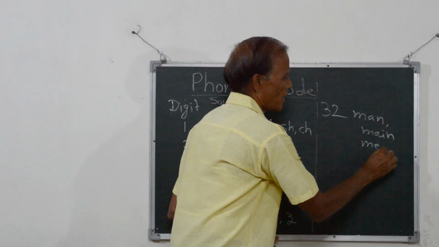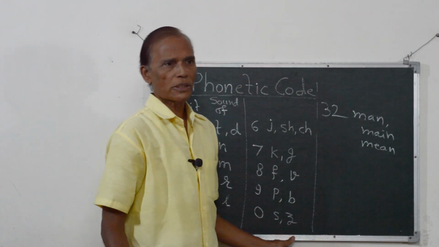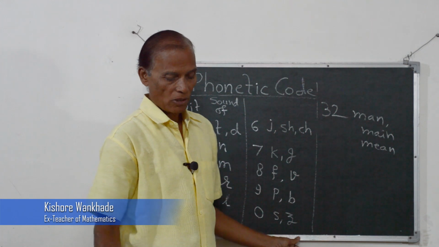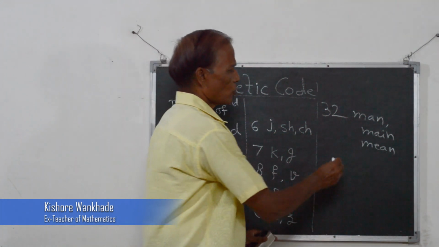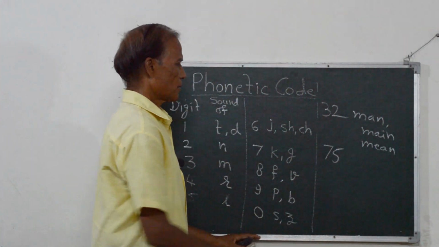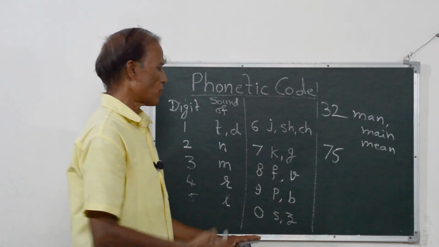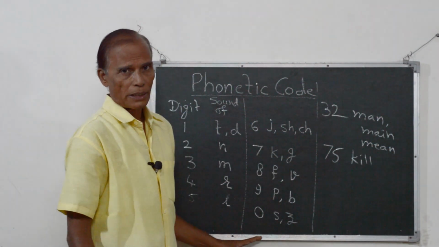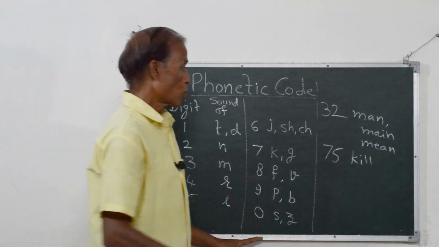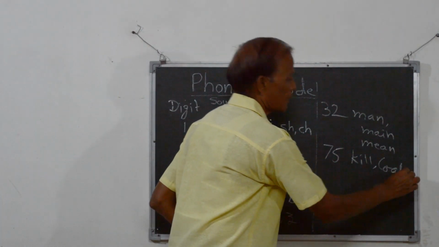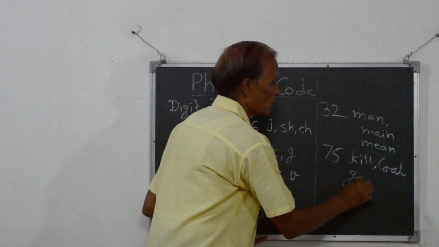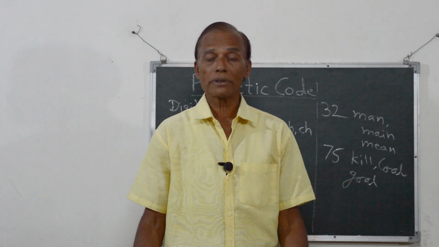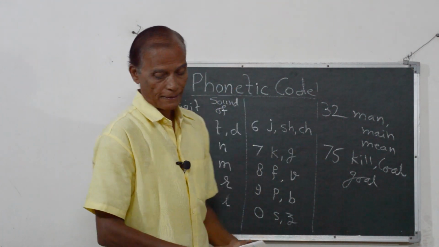Mean. See, again there is a vast choice. We can use any of these words. Another, I will give you 75. For 7 we can use K or G, and for 5 we will be using L. So this can get translated into kill, coal, even goal, and so many other words. So you are free to convert them into different words.